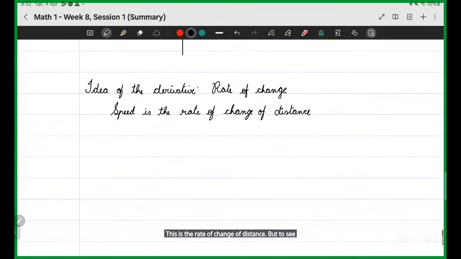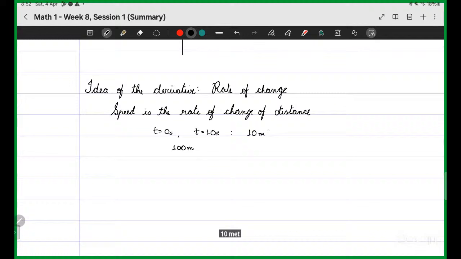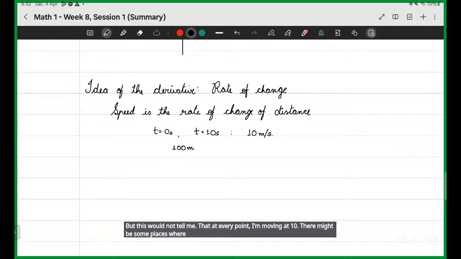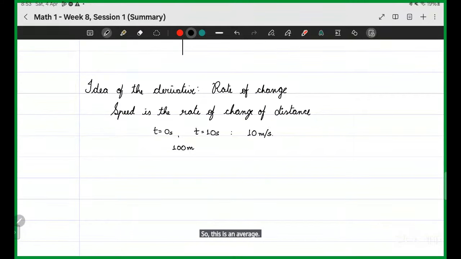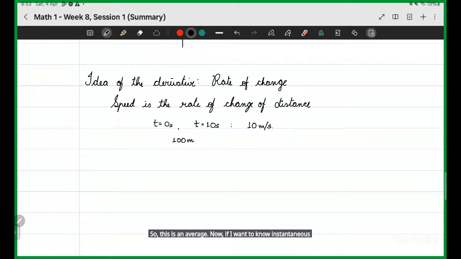So to see this, if I start at t equal to 0 and at t equal to 10, I have covered 100 meters, let's say, what is my speed? Average speed. That is 100 by 10, so this is an average of 10 meters per second. But this would not tell me that at every point I'm moving at 10. There might be some places where I moved at a slower pace or a faster pace. So this is an average. Now, if I want to know instantaneous speed, what does instantaneous speed even mean?